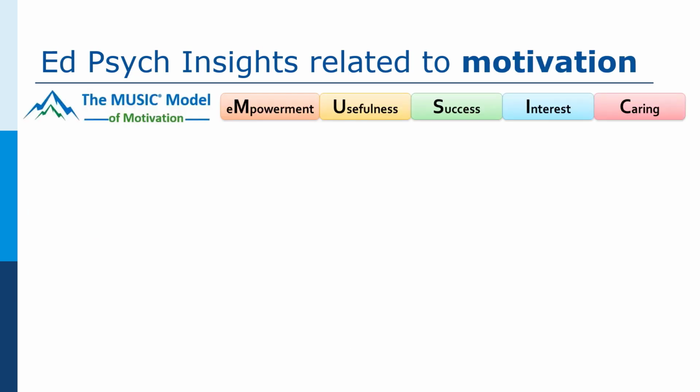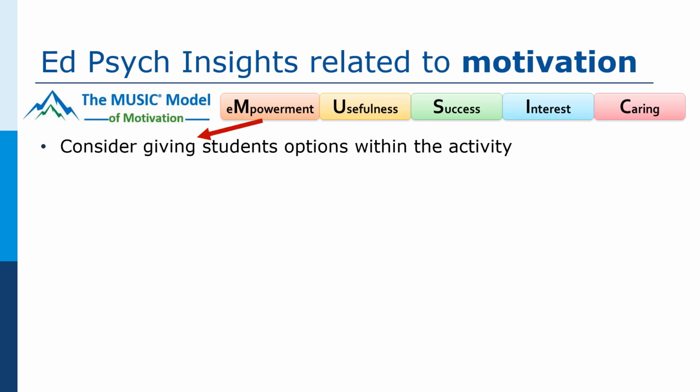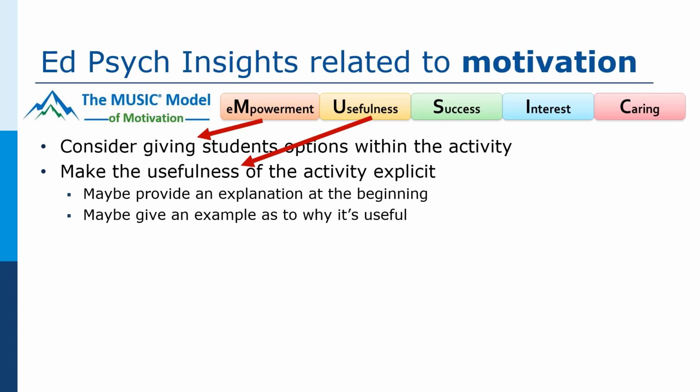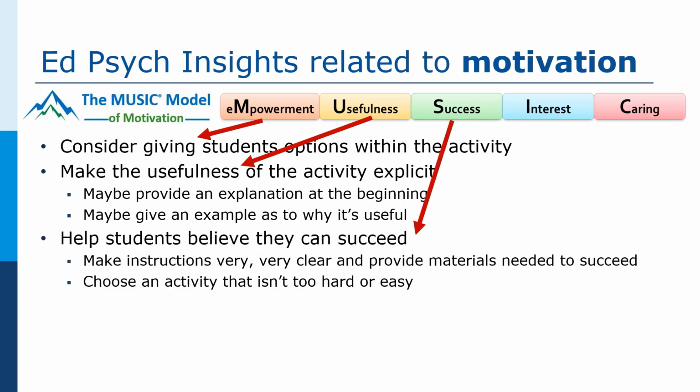To apply educational psychology principles related to motivation, you will again need to consider the 5 strategy categories in the MUSIC model. For empowerment, consider giving students options within the activity so that they have to make some decisions along the way. Also make sure the usefulness of the activity is explicit, maybe by providing an explanation at the beginning, or giving an example as to why the activity is useful.